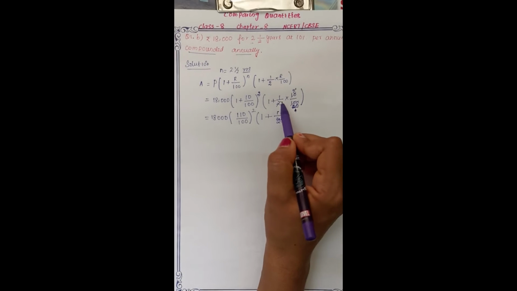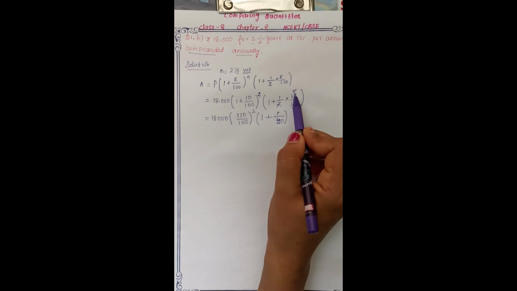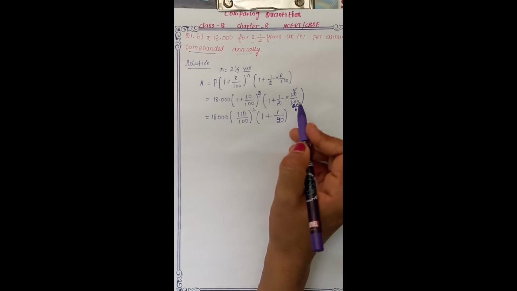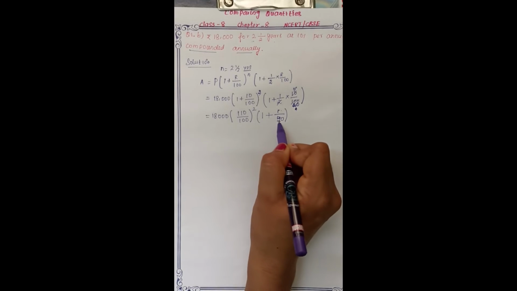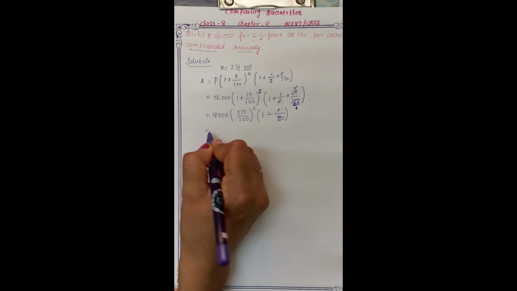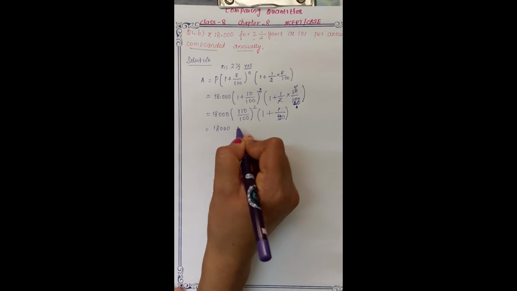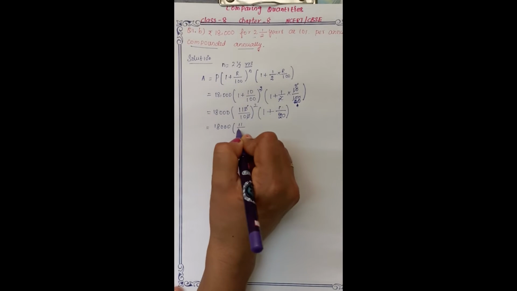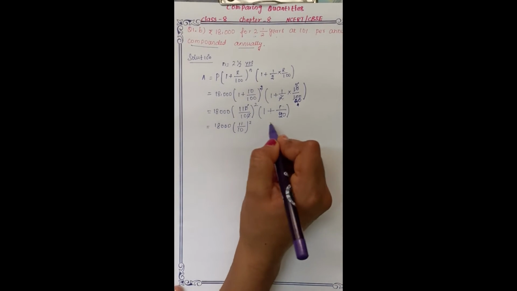So we cut 2: 1 2s are 2, 5 2s are 10, 1 5s are 5, 20 5s are 100. So remaining we have 1 plus 1 divided by 20. This is equal to 18,000. Cut this 0 and 0. Remaining we have (11/10) square.